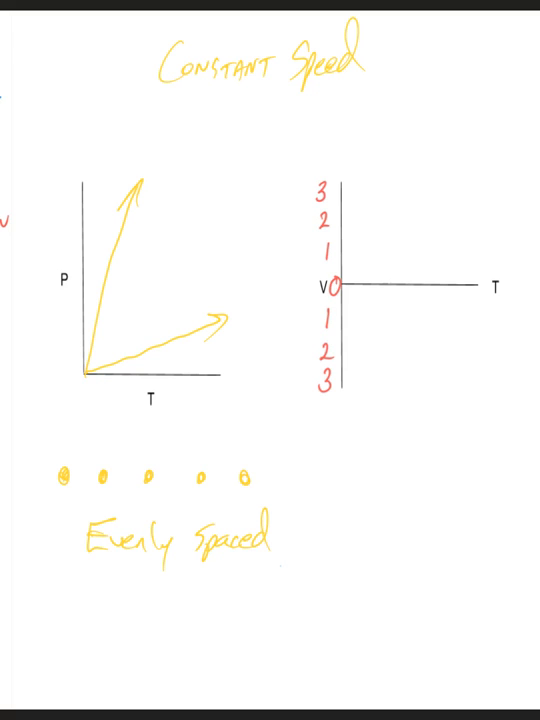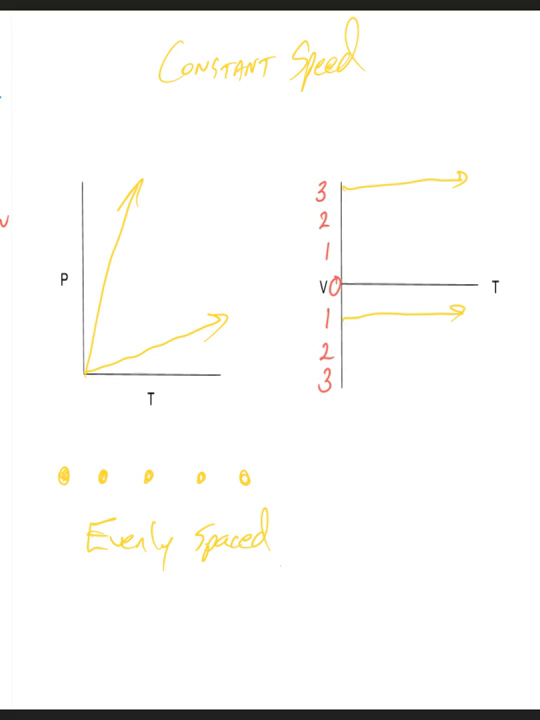I'll do just a few more examples. If I had this line, constant speed. So any straight horizontal line on a velocity time graph will equal constant speed.